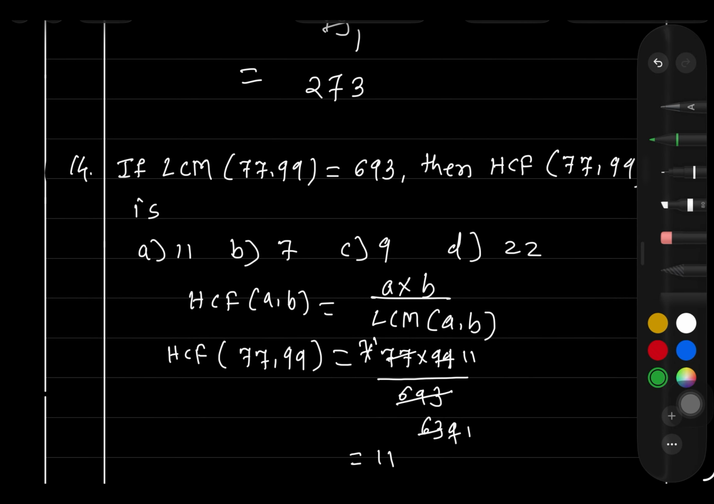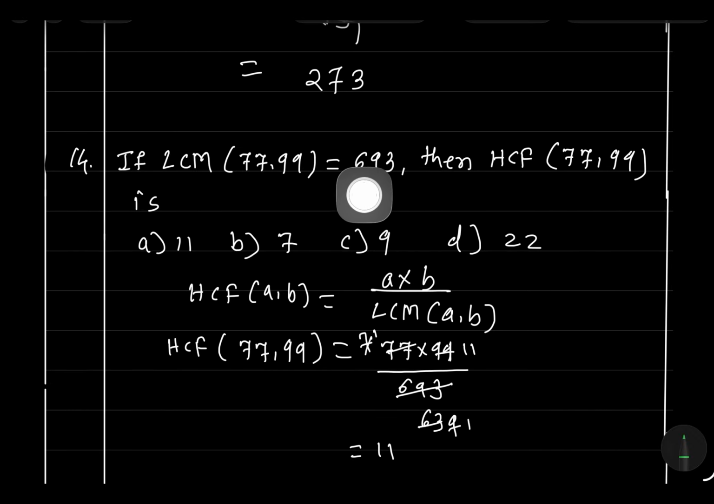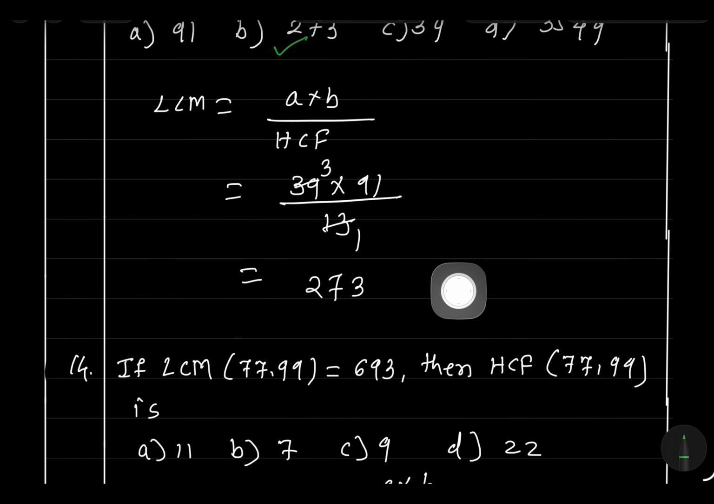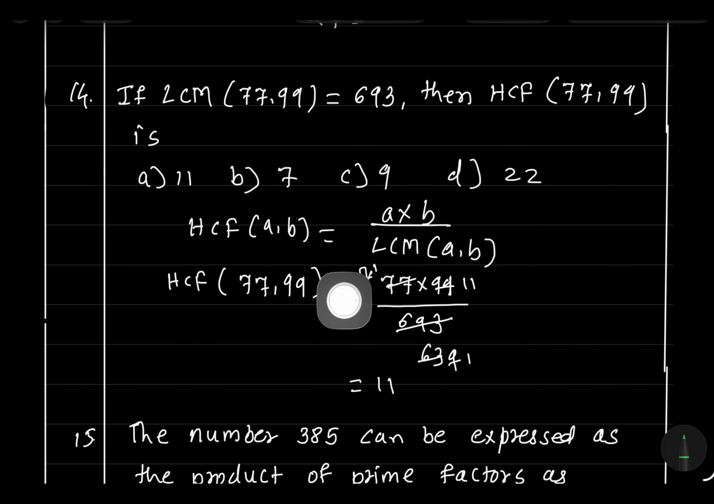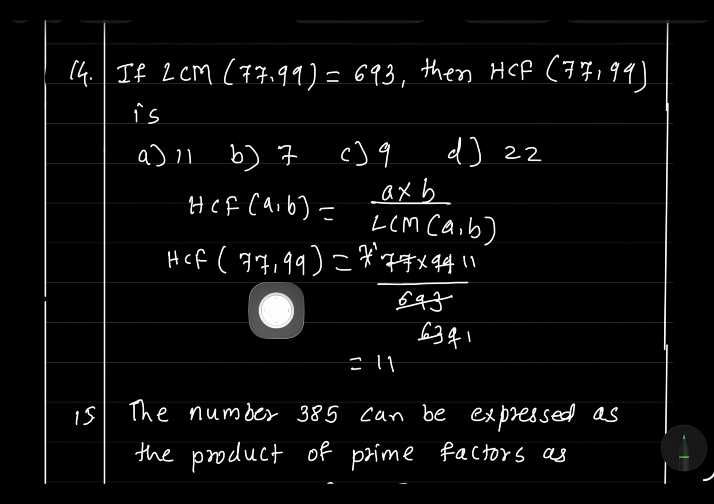Then 14. The LCM of 77 and 99, these two numbers, is 693. Then the HCF of these two numbers 77 and 99 is? So very simple. Previously also we used that formula, but now we have to find the HCF. First it was the LCM here, now you will write HCF equal to A into B upon LCM. So HCF is 77 into 99 upon 693.